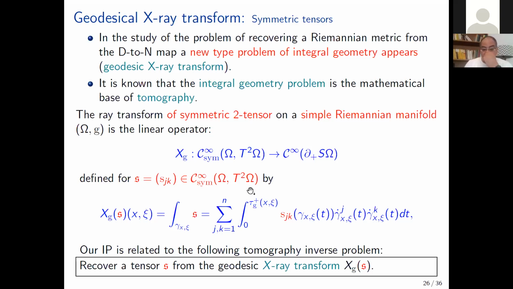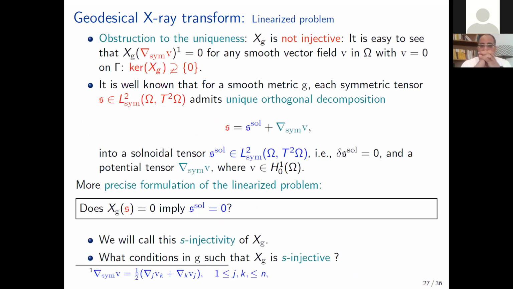Okay, then our inverse problem is very close, or related, to this linear inverse problem. This is exactly the X-ray transform, or the geodesic ray transform inverse problem, or tomography inverse problem, which is the linearization of our inverse problem. Here we can observe that we have an obstruction to uniqueness, since the X-ray transform is not injective. For example, we can prove that the X-ray transform of any symmetric gradient of V, for any vector field V, is equal to zero.